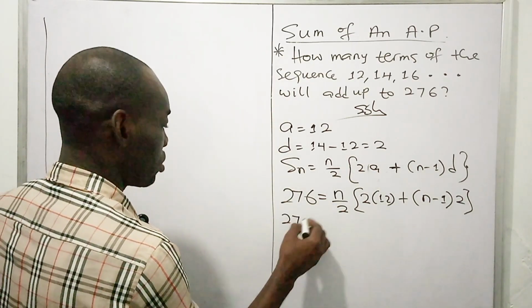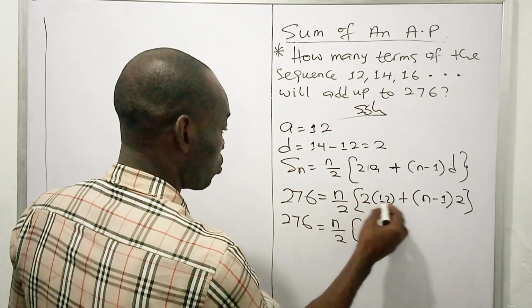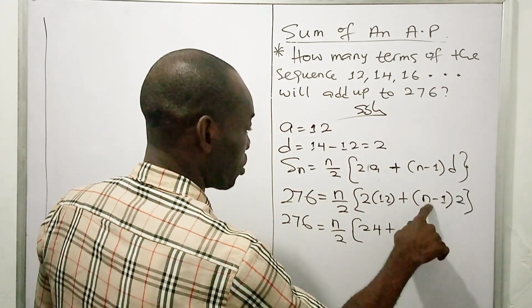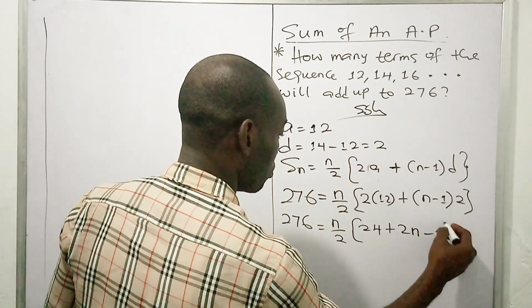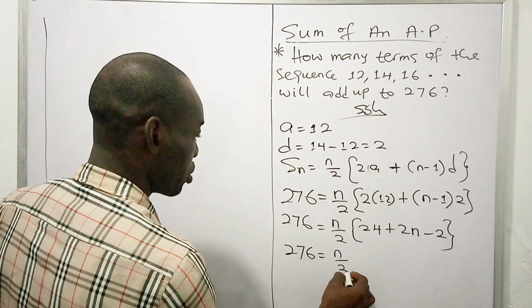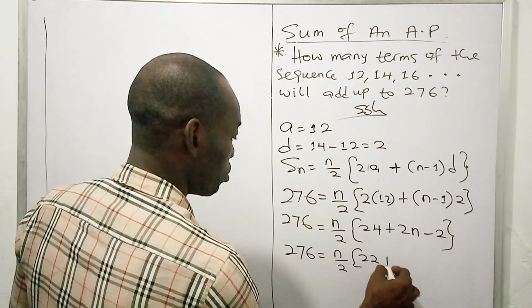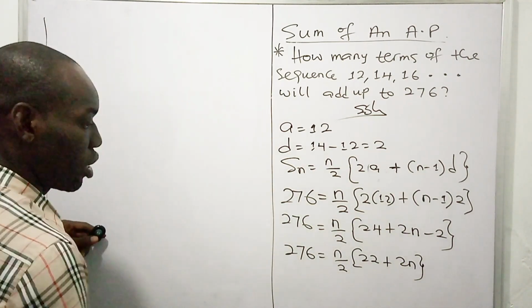So here we have 276. We have our n over 2. Then here 2 times 12, that's 24. Then if we remove the bracket here, 2 times plus n will give us 2n, and 2 times minus 1 will give us minus 2. Okay, so 276 is equal to n over 2 in brackets, 24 minus 2, that will be 22, plus 2n.